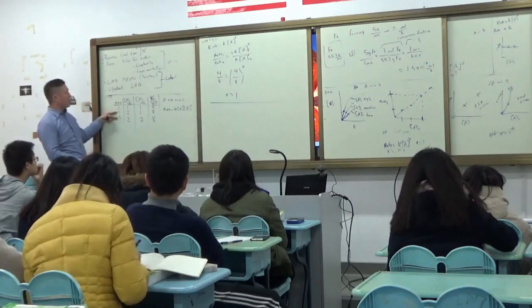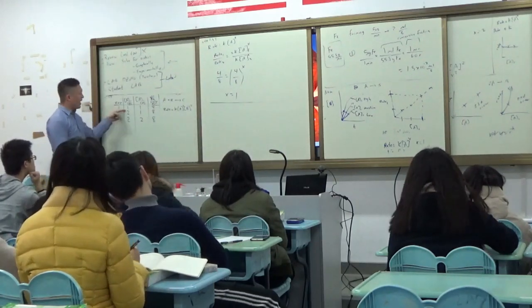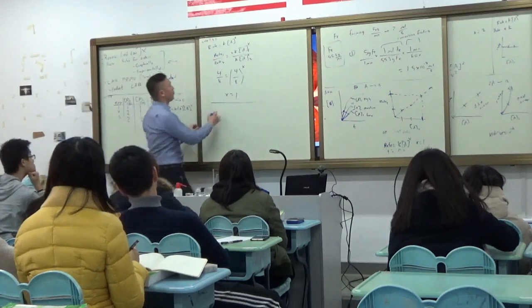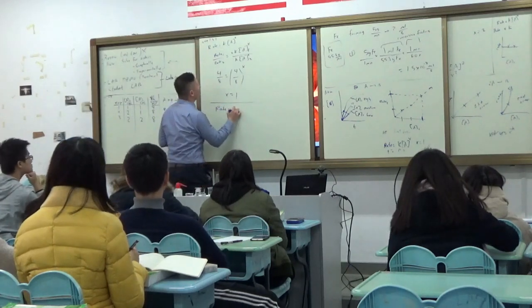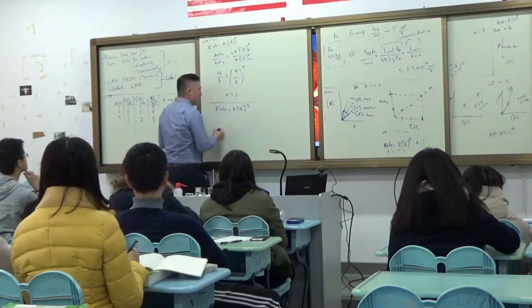Now I have to compare experiments 2 and 3 this time, because A is kept constant, and now I can solve for b. So now we have this equation, rate equals k, b, y.